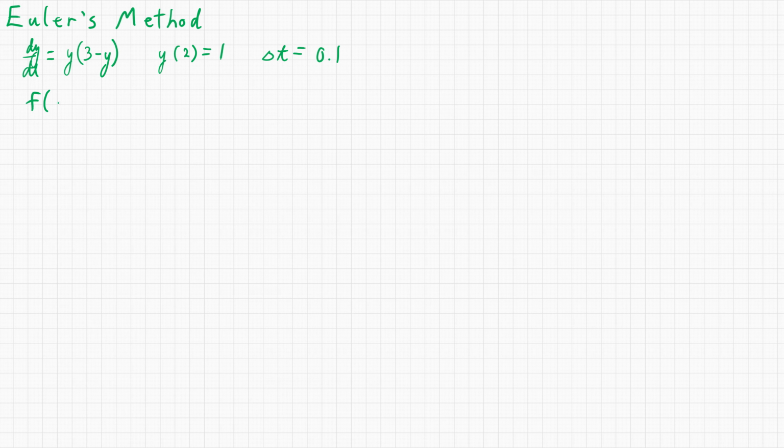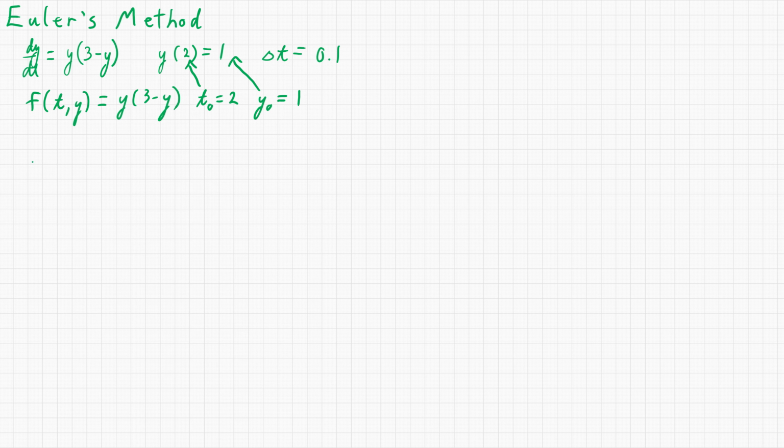So we have f of t comma y. Well, that's just y times (3 minus y). We have our t sub 0. Well, that's right there. It's 2. We have our y sub 0. Well, that's right there. It's 1. And now we get started.